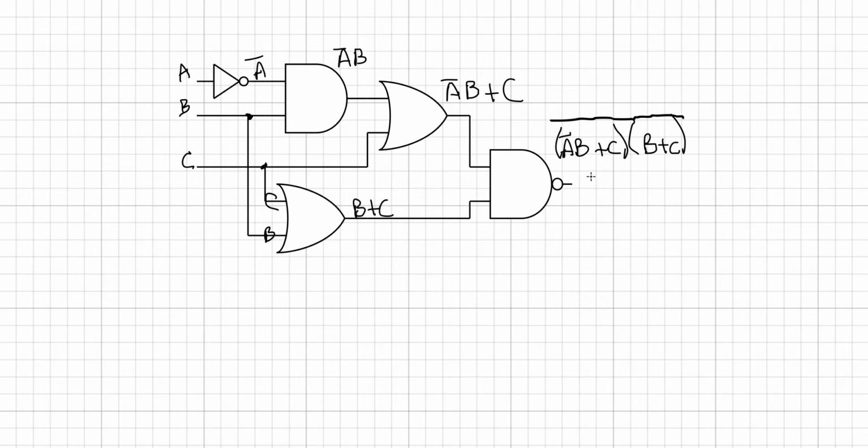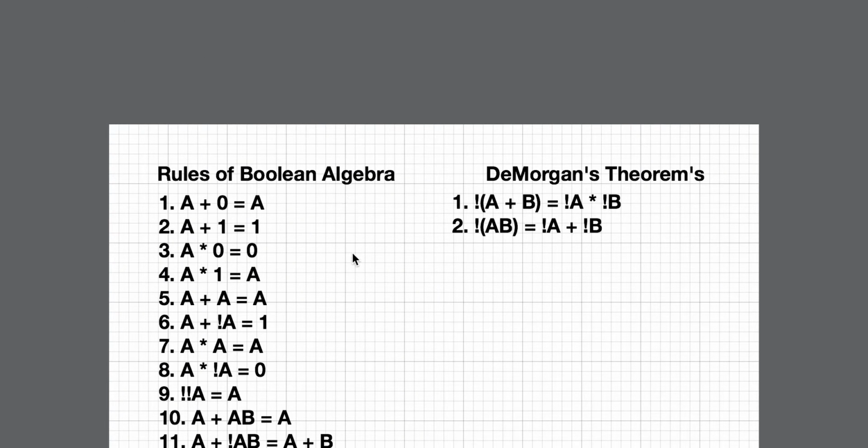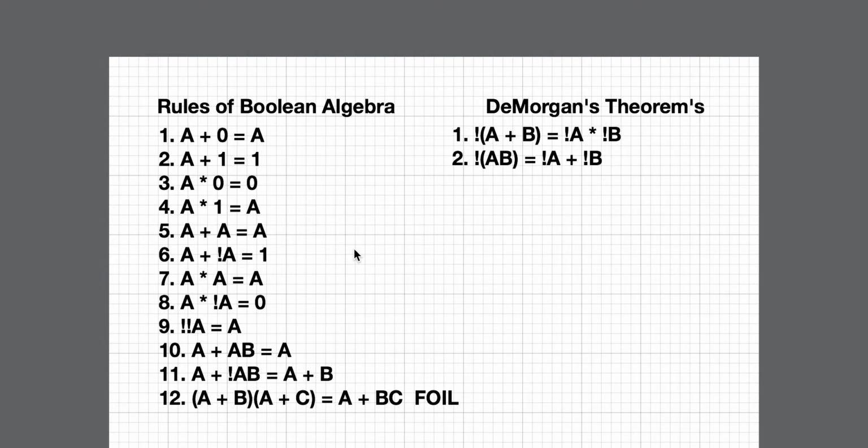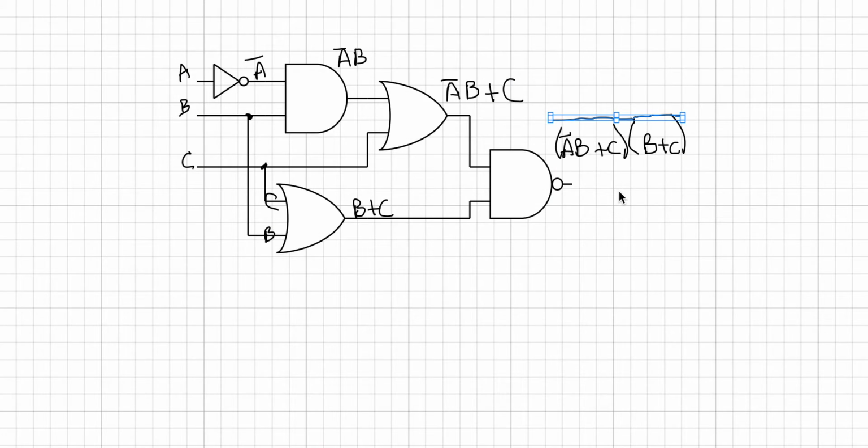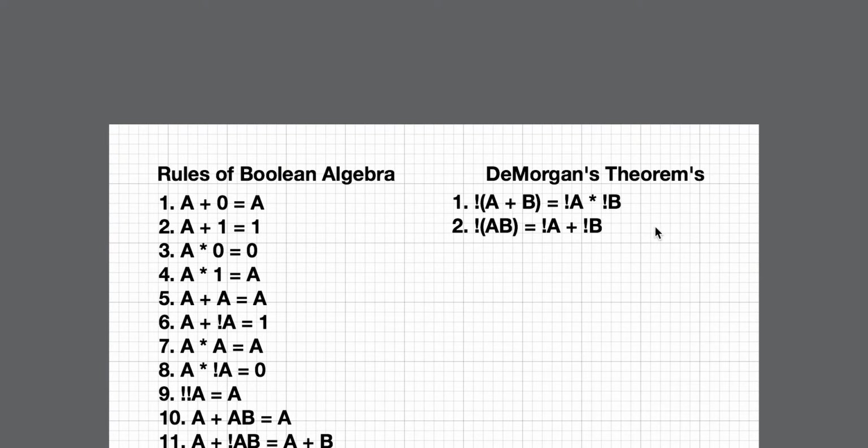Now the question is, can this thing be reduced? So what I'm going to do is use these rules of Boolean algebra to see if we can reduce this circuit. Well, first of all, the first thing that I see in this case is that I have this NOT that applies to both this and this. I think that's an excellent way to illustrate how we can use De Morgan's theorems.